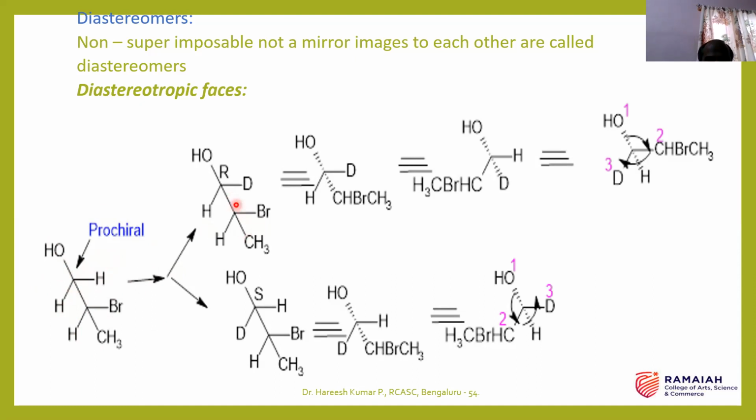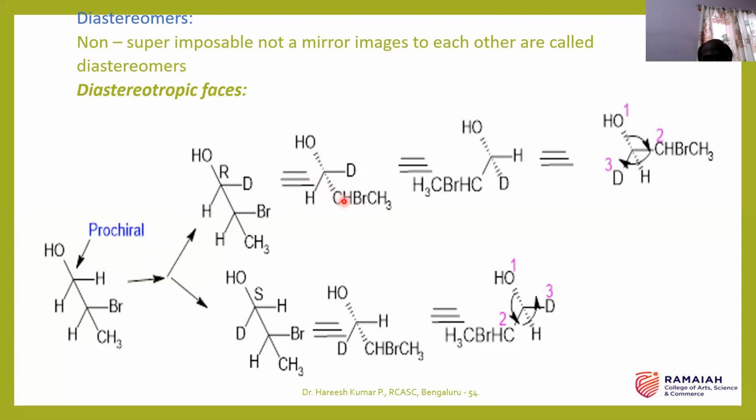Okay. So suppose this H is replaced with deuterium. It is possible. Why? Because when you treat this moiety with D2O, which is called heavy water, it is possible to replace hydrogen with deuterium. So suppose this hydrogen is replaced with deuterium. This is the compound you get. If you want to know whether this chiral center is R or S, then you have to convert this moiety into this Fischer projection.